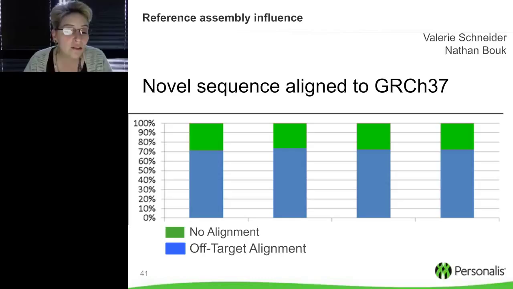And we did this using four different alignment methods. And what we saw was that really only about a third of the reads did not align to the reference assembly in this case. But in fact, about two thirds of them, regardless of the alignment method, found an off-target alignment, suggesting the importance of the reference assembly in getting accurate alignments, and thus improved variant calls.